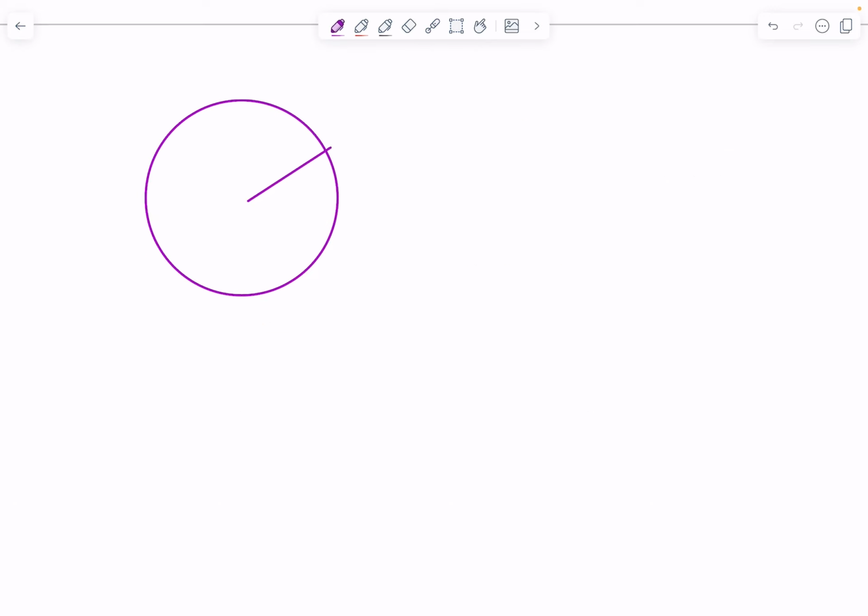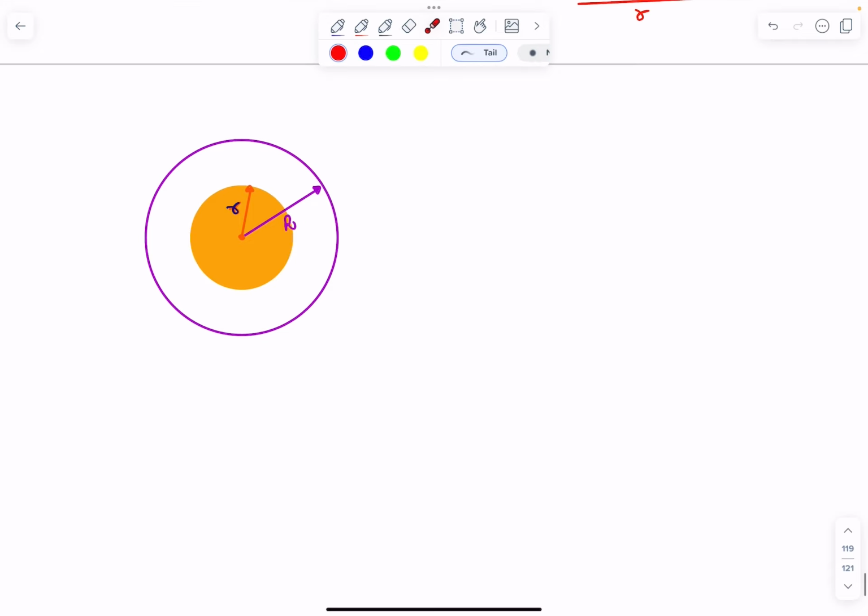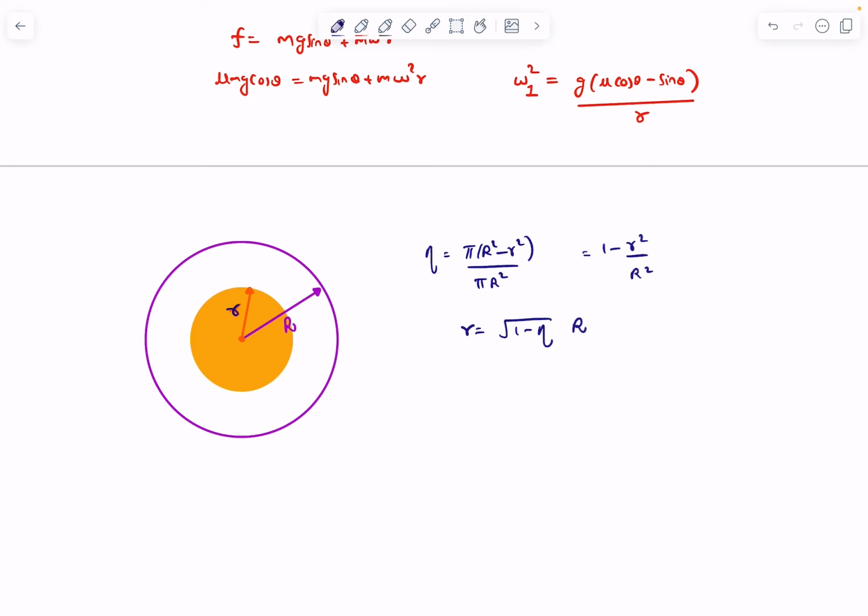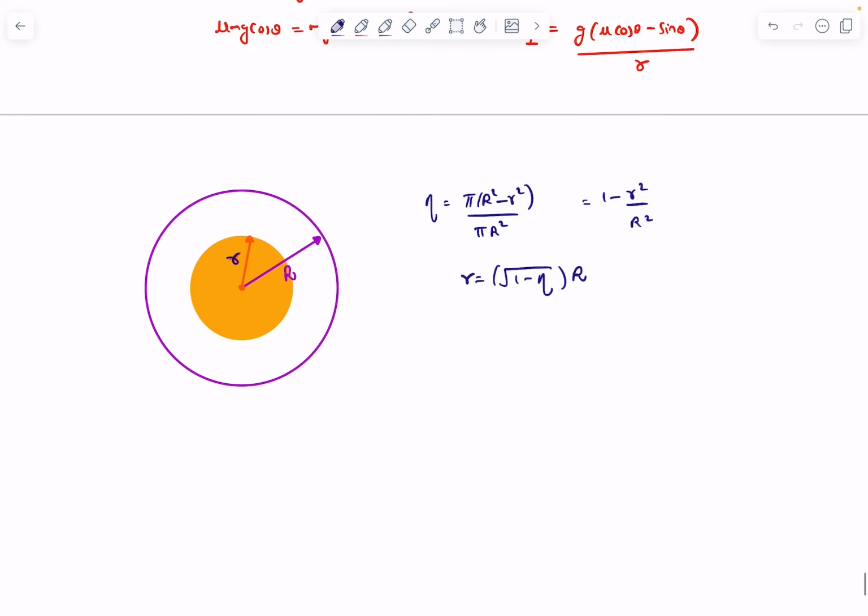Now in the problem, the initial radius of the region in which the sand is present is capital R, and the final region, let's say, has a radius of small r. It's given that eta fraction of the disk has fallen off, which means the ratio of this area to the total area is eta. So eta is pi times capital R squared minus small r squared divided by pi capital R squared. After solving, we get small r as square root of 1 minus eta times capital R.